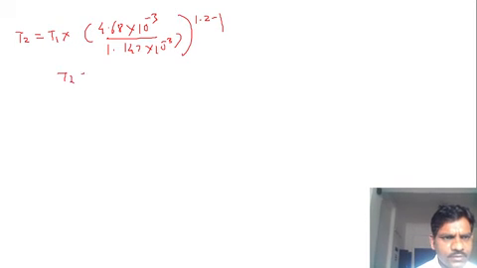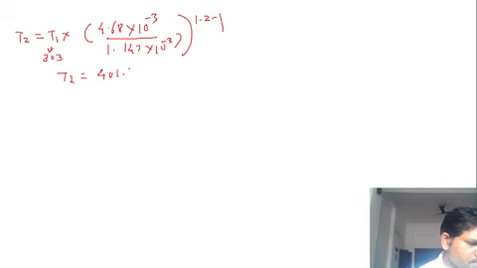So we get T2 is equal to, put all the values there. T1 is 303. 303 multiplied by the ratio, and T2 is 401.4 kelvin. We get this.